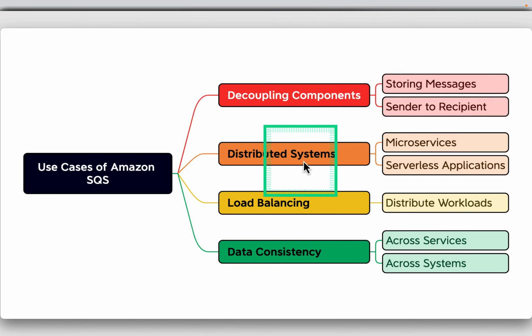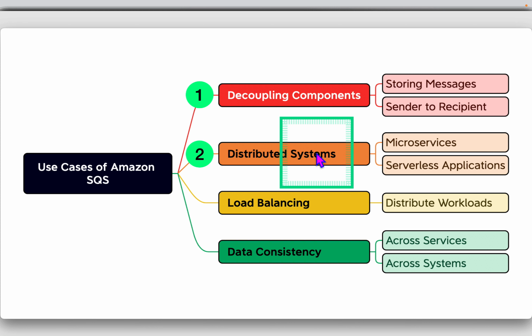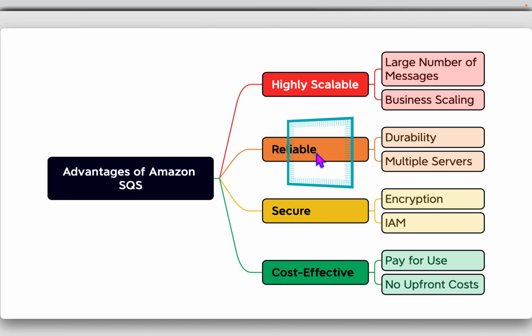Use cases of Amazon SQS. Decoupling components: SQS allows architectural decoupling by storing messages from the sender until the recipient can process them. Distributed systems: it facilitates communication in microservices, distributed systems and serverless applications. Load balancing: it can be used to distribute workloads across multiple resources. Data consistency: it helps in maintaining data consistency across services and systems.